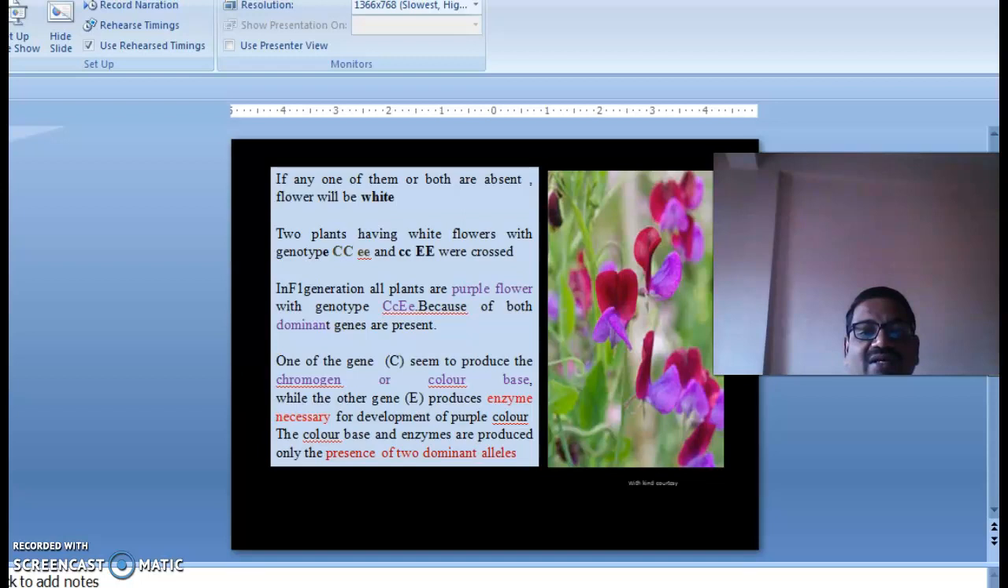Two plants having white flowers with the genotypes capital C, small e, and small c, capital E were crossed. In the F1 generation, all plants have purple flowers with the genotype C, small c, E, small e. Because both dominant genes are present, one of the genes, capital C, seems to produce the chromogen or color base, while the other gene, capital E, produces the enzyme necessary for the development of purple color. The color base and the enzyme are produced only in the presence of the two dominant alleles.